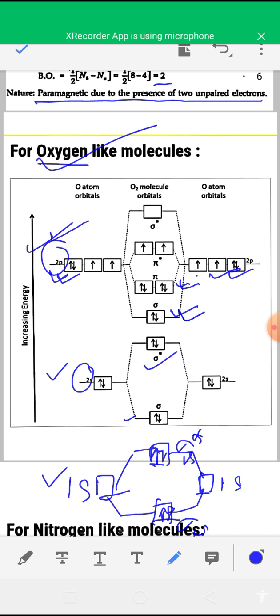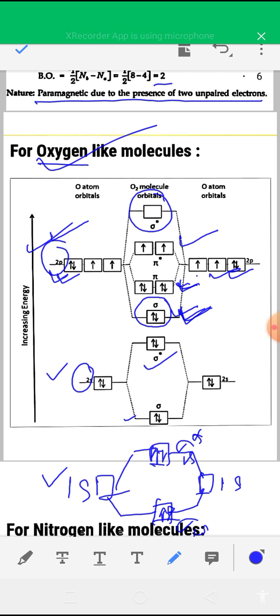1 sigma bond and 2 pi bonds. When the 3 p orbitals of one oxygen atom overlap with the 3 p orbitals of another oxygen atom, you will get a total of 6 molecular orbitals. Among these 6 molecular orbitals, one will be a sigma bonding molecular orbital, one will be a sigma star antibonding molecular orbital, two will be pi bonding molecular orbitals, and two will be pi star molecular orbitals.